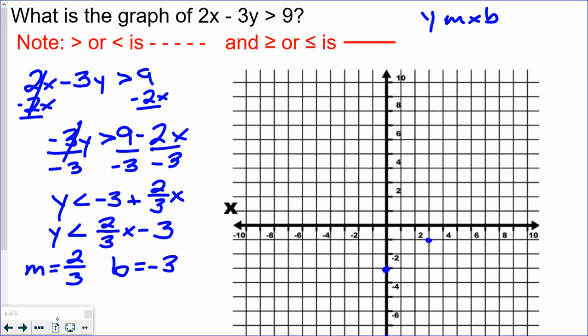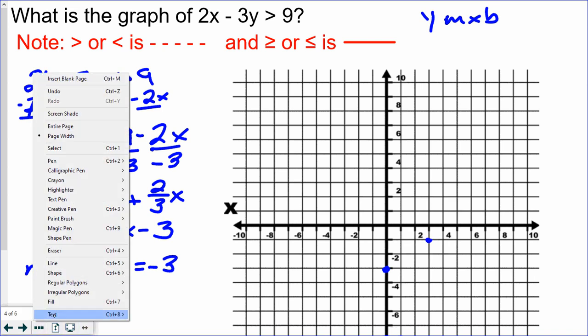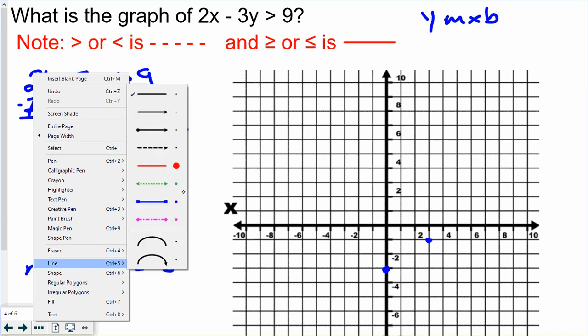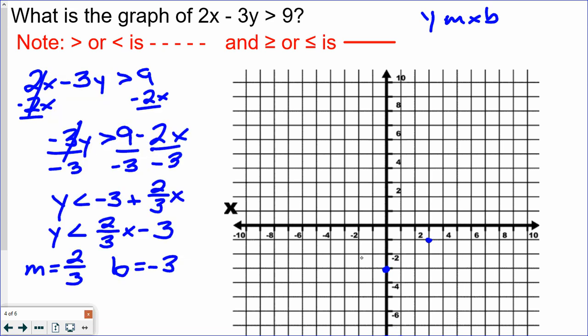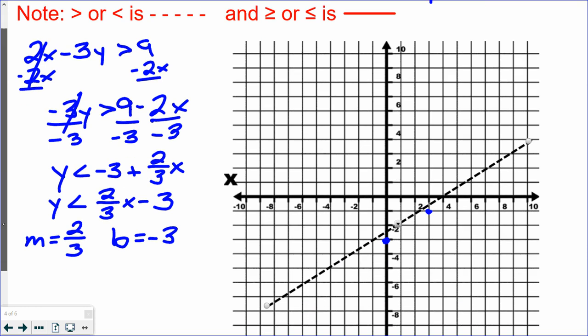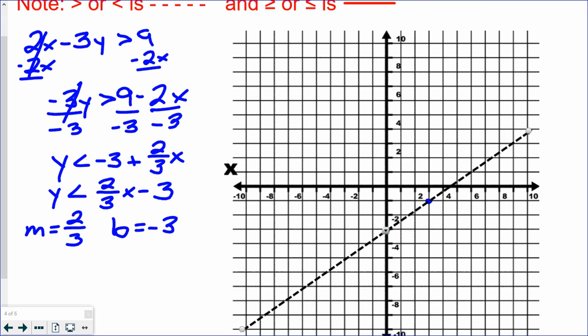And I don't think I have a line this time, so let me get my line maker here. Oh wait, is it solid or dashed? Oh, it's going to be a dashed line this time. So dashed line. Let me extend this out the other way. So again, if it's or equal to, it's a solid line. If it's not or equal to, then it's a dashed line. So it's a dashed line.